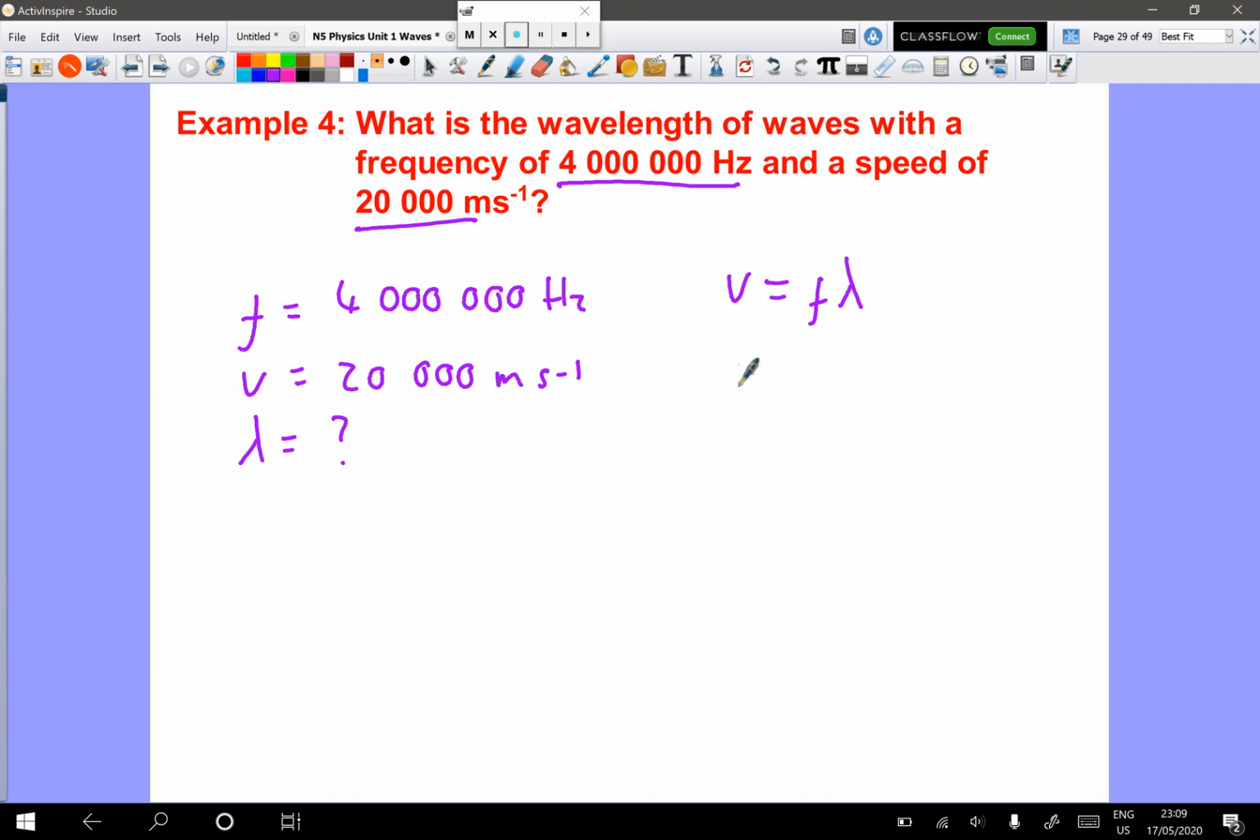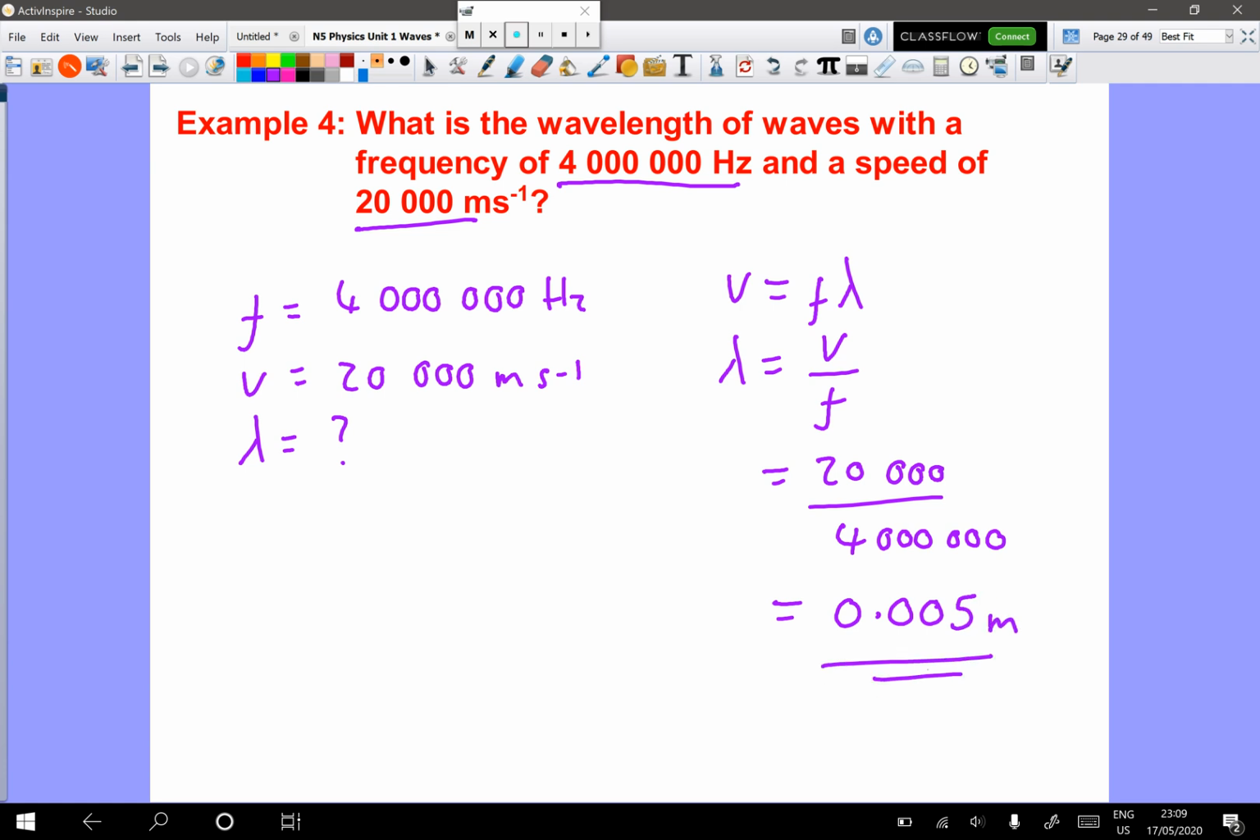Pop that equation in. Just good practice to do that. V divided by F if you use your equation triangle, or you might be able to figure that out for yourself anyway. 20,000 divided by 4 million gives us 0.005 meters. Okay, off you go and try the quiz on speed, frequency and wavelength.